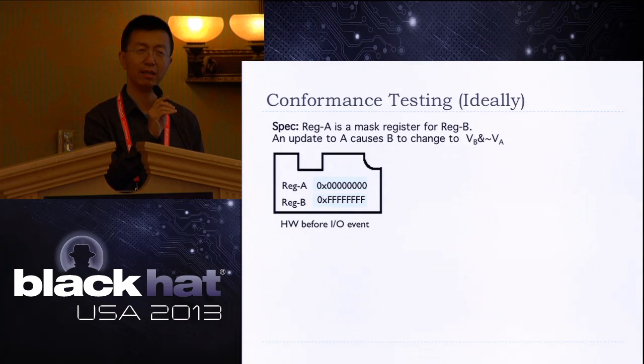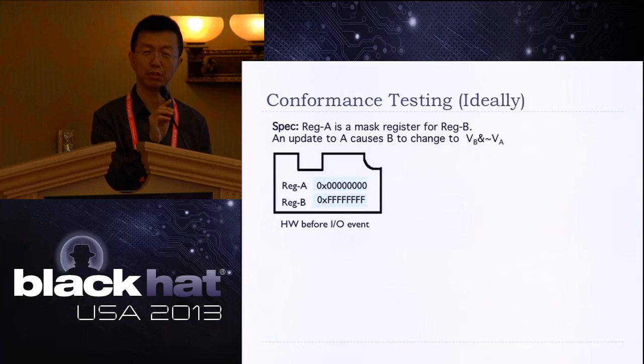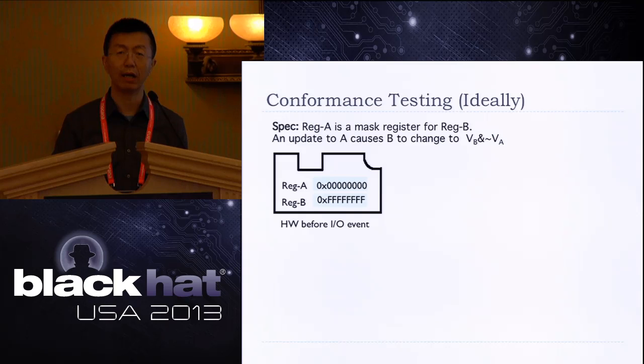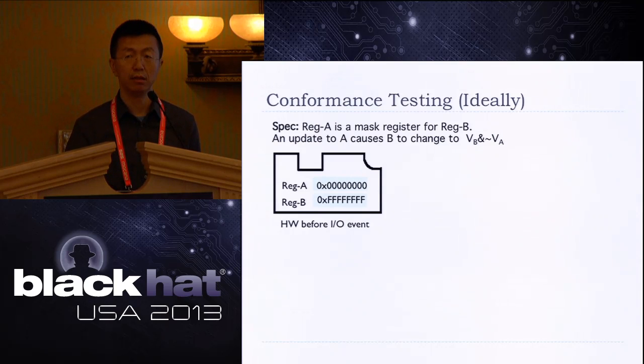So this is a very simple one. We have a device, and let's just suppose you only have 2 registers. Okay? And there's certain logic built into this device. These 2 registers are related to each other. Register A is actually a mask register of B. Okay? Which means that if you write something to A, the register B is going to update correspondingly.